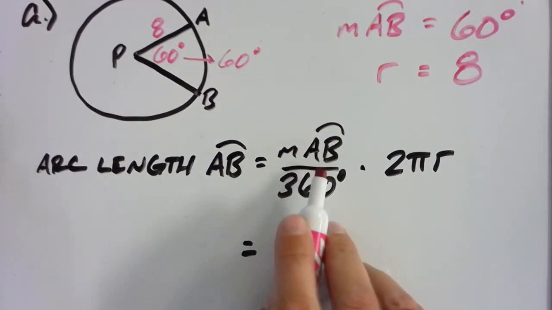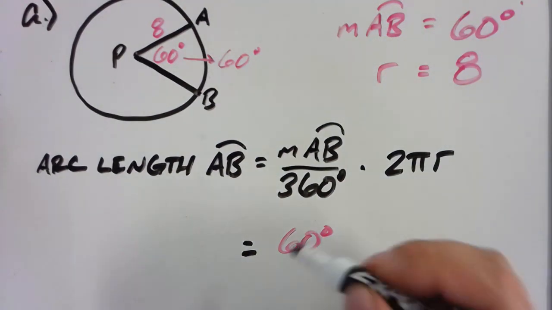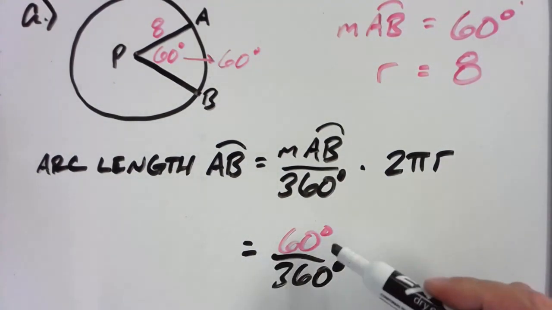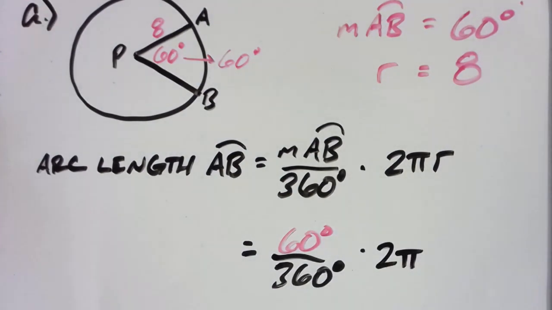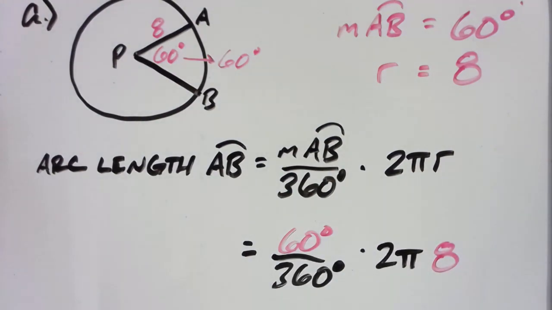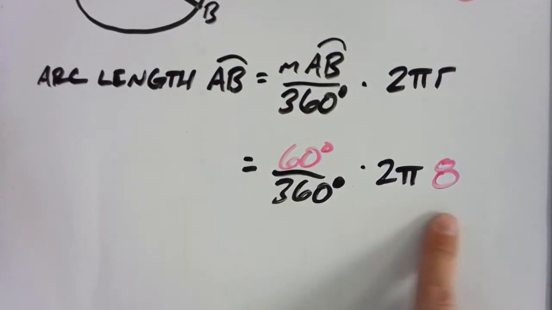But the measurement of arc AB was 60 degrees. And that's still over the whole circle, which is 360. So this will end up reducing down to tell me what size slice this is going to be out of the whole pizza. And then I'm going to multiply this by 2 times pi times radius, radius here being 8 units.